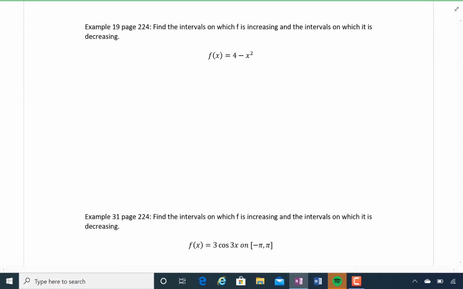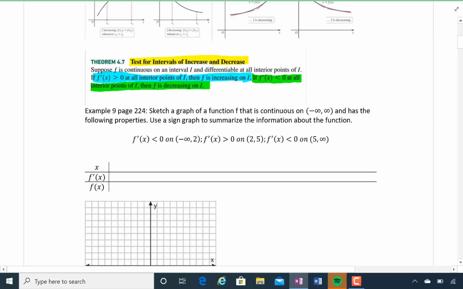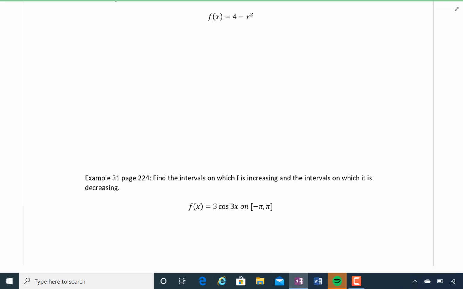Now, let's do one example together. Example 19 says, find the intervals on which f is increasing and the intervals on which it is decreasing. We have the function f of x equals 4 minus x squared. As we saw before, we have to calculate the first derivative. So f prime of x is, you can pause this video and calculate the derivative on your own, negative 2x, right? So basically, where is this function positive and where is it negative?